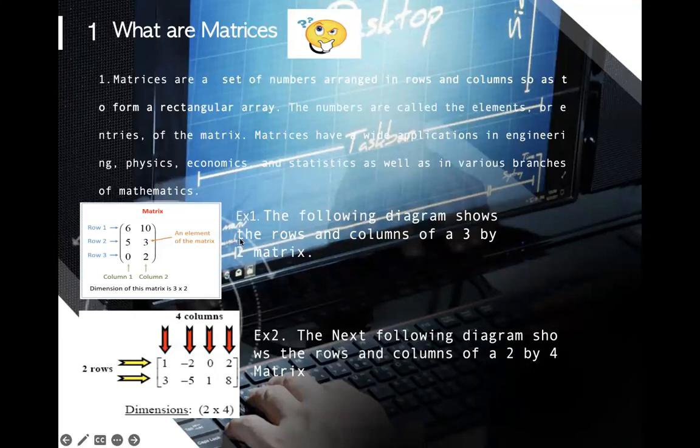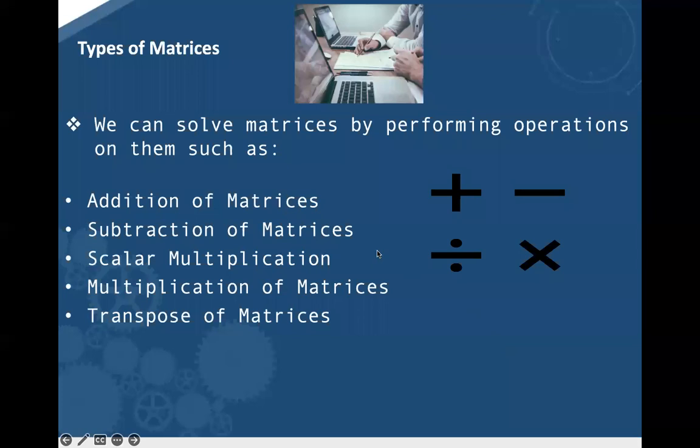In this first example, you have the following diagram. It shows rows and columns that are 3 by 2. And then in this next example, we have a diagram that shows rows and columns that is 2 by 4. So we can solve matrices by performing different operations such as addition, subtraction, scalar multiplication, and transpose of matrices.